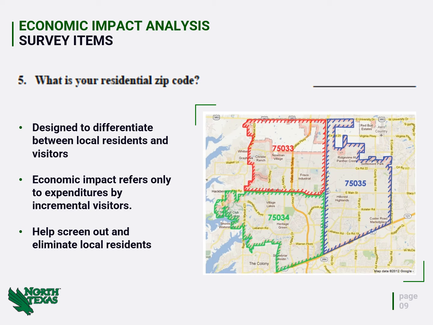Question 5 is one of the most important items. This item helps us differentiate between local residents and visitors. As we know, we have to sort out local residents to calculate new money coming into Frisco from visitors outside of Frisco. If a respondent writes down one of the three zip codes, 75033, 75034, and 75035, the respondent is a local resident who must be removed from the data analysis.